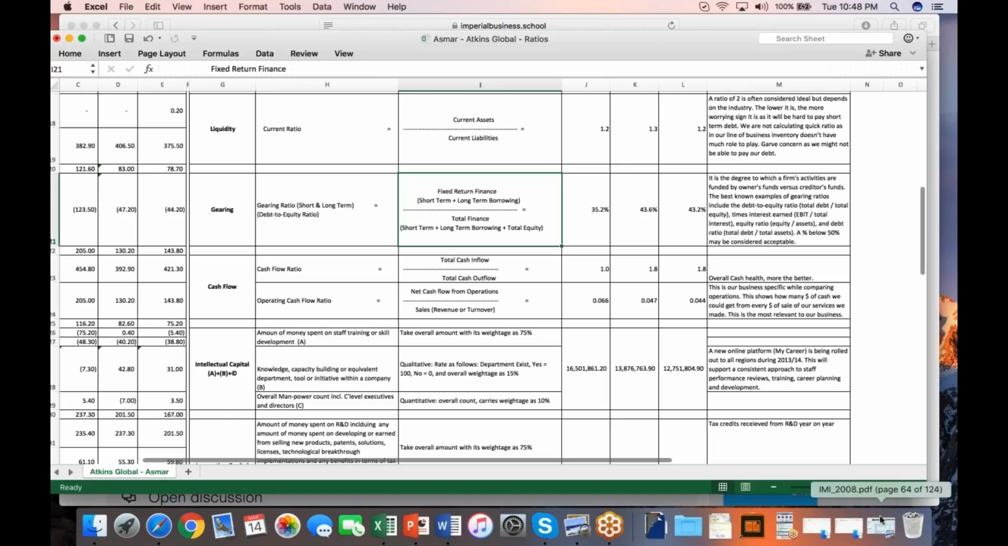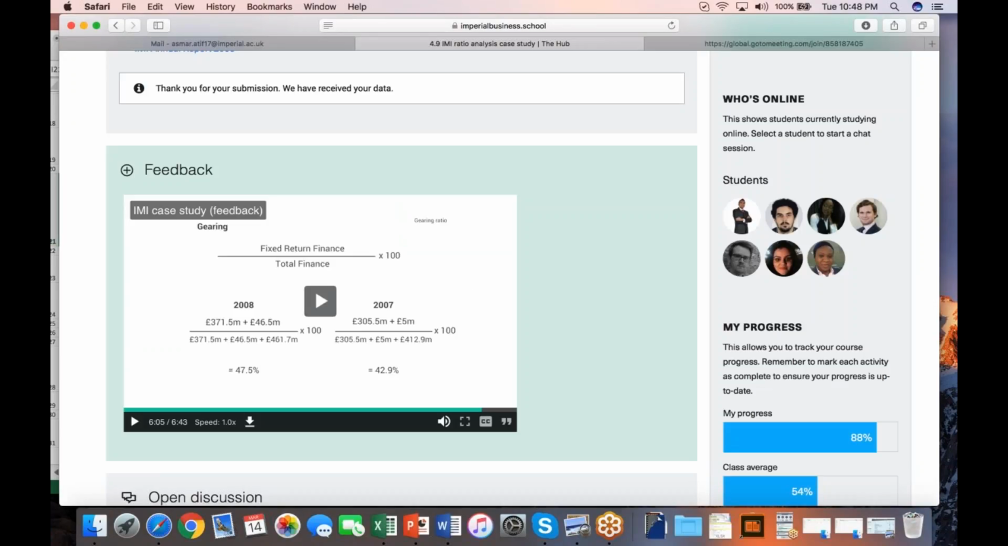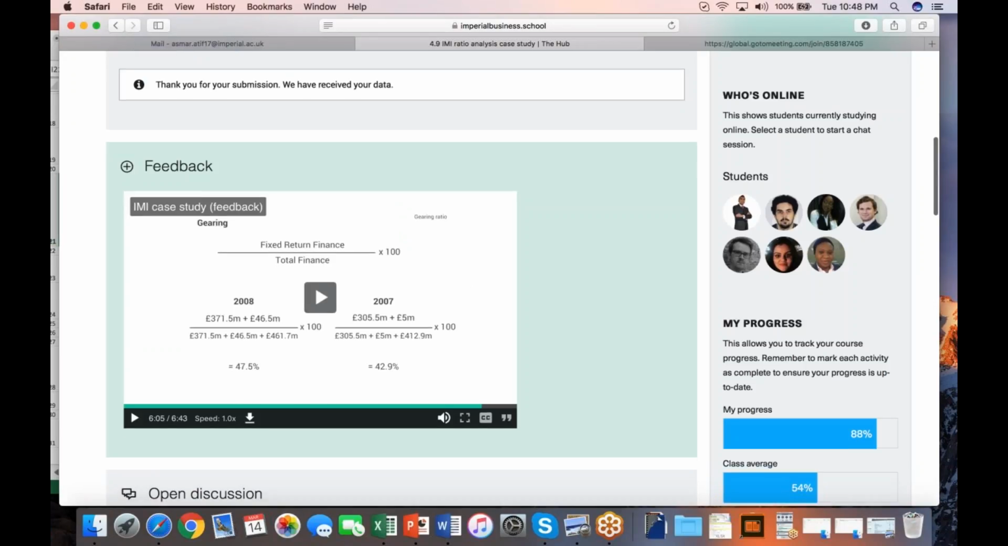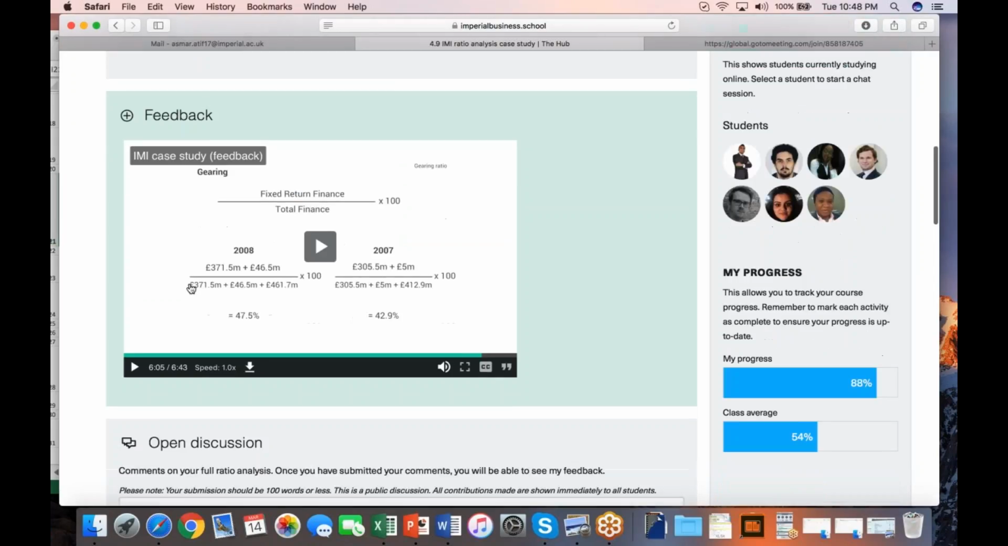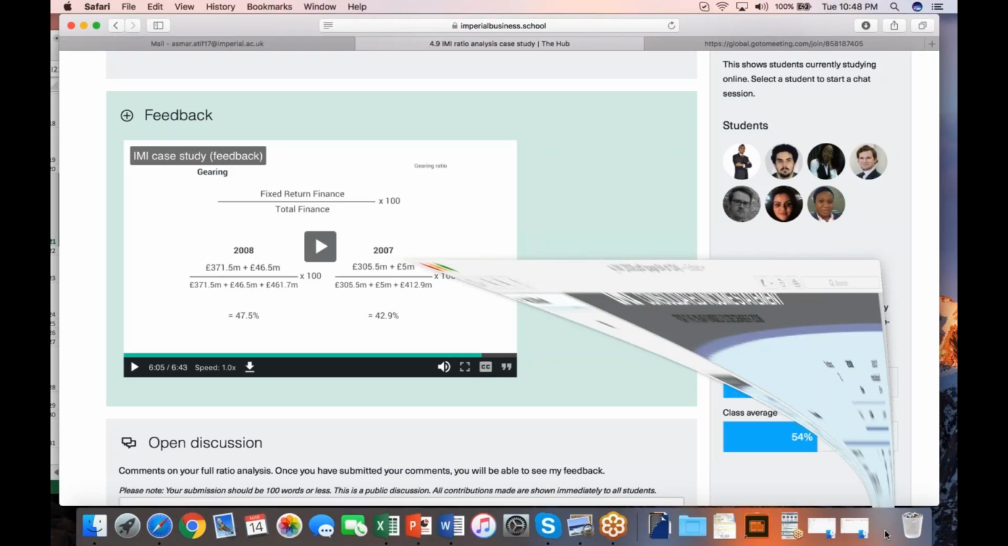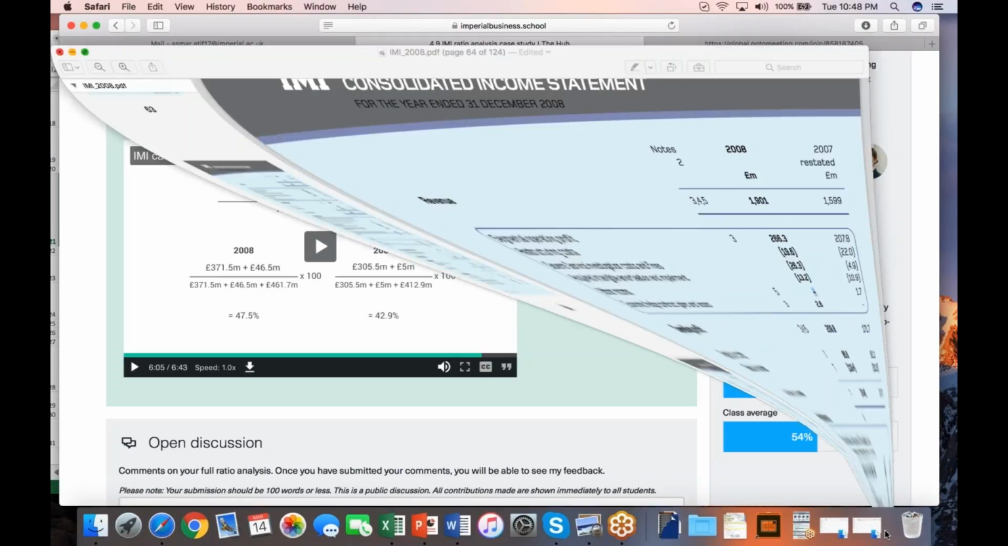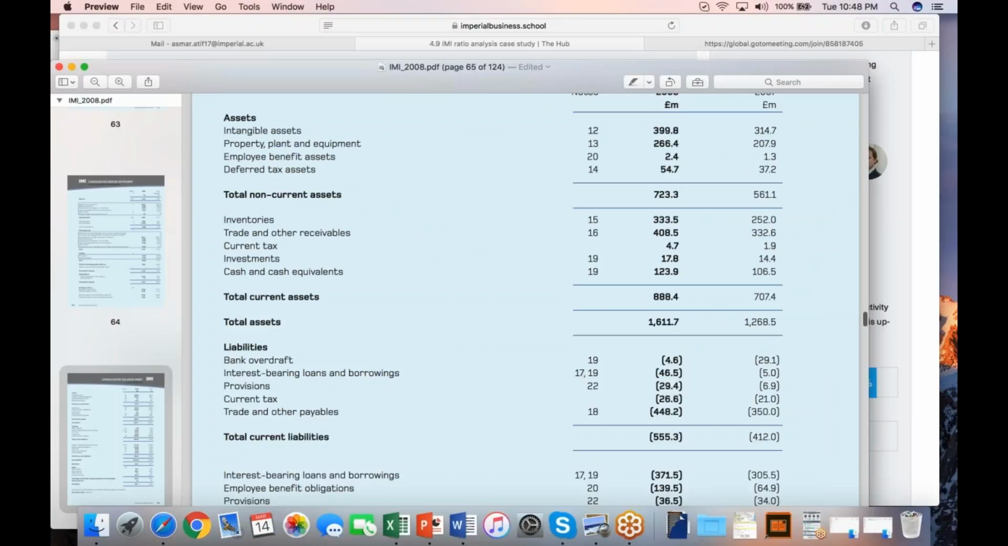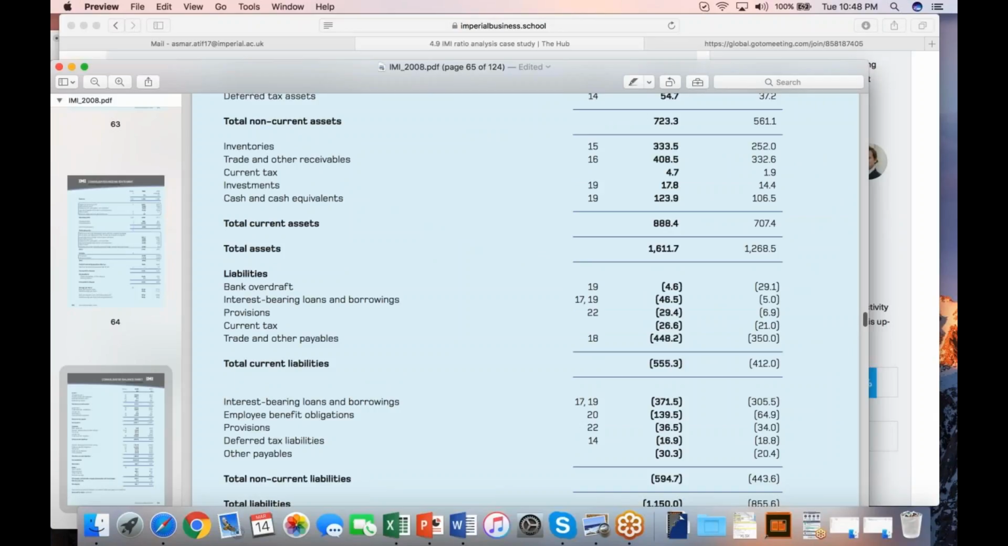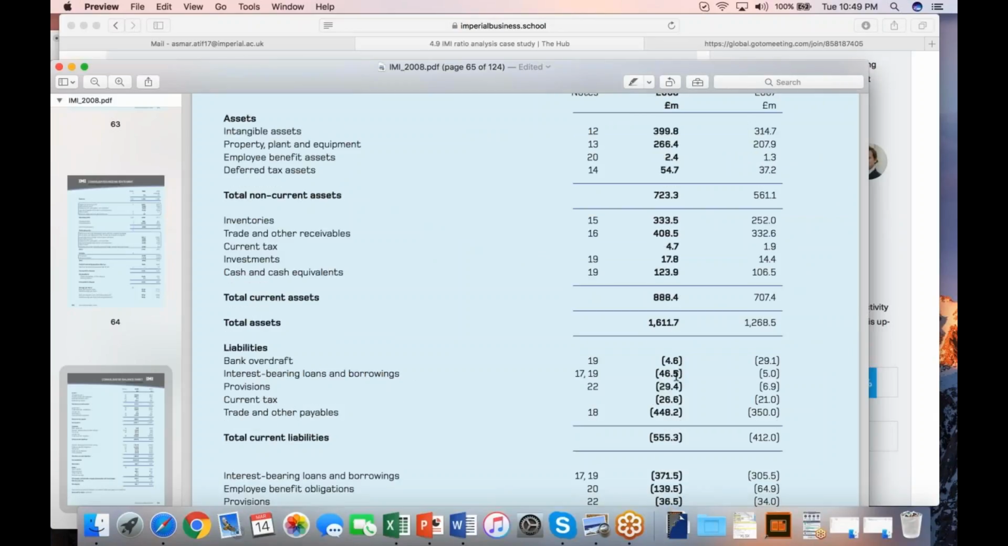So the numbers are what she has mentioned: 371.5 and 46.5, which are long-term and short-term borrowing. So if I go to IMI again, the short-term borrowing of IMI is in current liabilities. Current liability in this case, the short-term borrowing, is 46.5. Okay, 46.5 is interest-bearing loans and borrowings, and this is in the current liability section, so this is short-term borrowing.